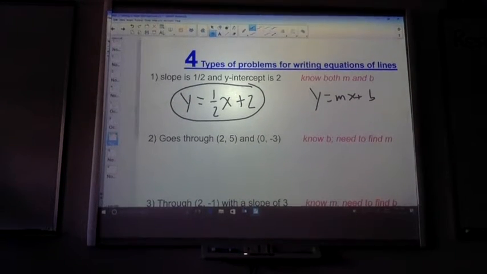And then we know our b value. Which one up there is our b value on number 2?